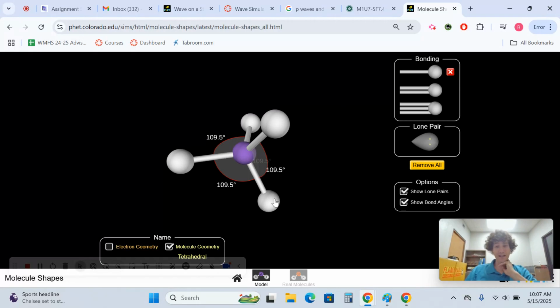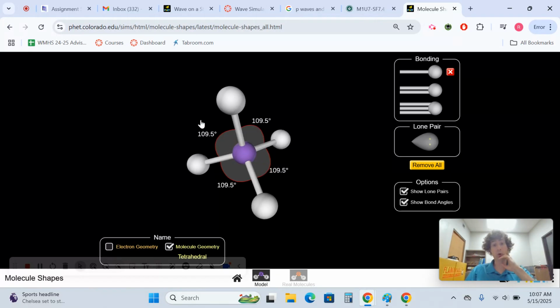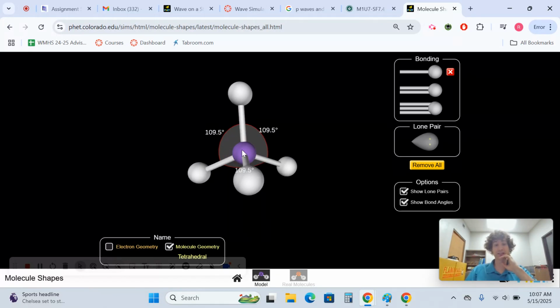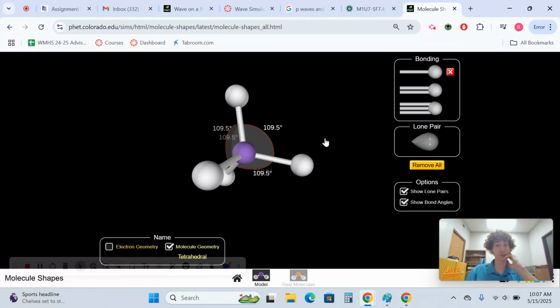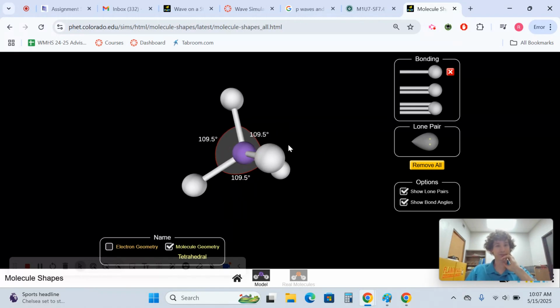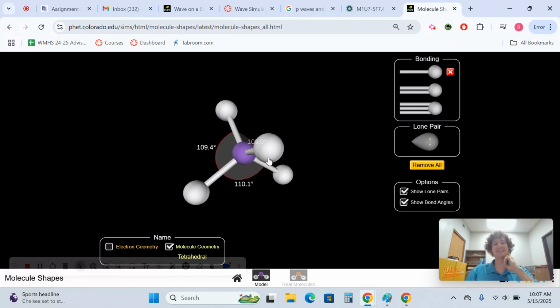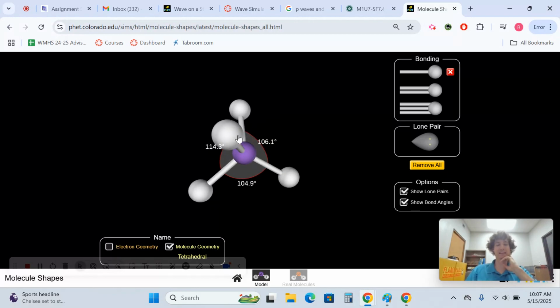Okay, a tetrahedron. Tetra is the Greek word for four. Hedron means like face, basically surface. A tetrahedron has four sides, and you might notice the angle now between all of these things to each other is 109.5 degrees, which again is the best angle we can get in this case.